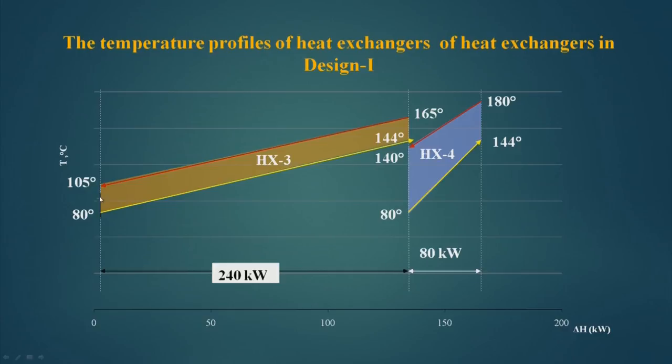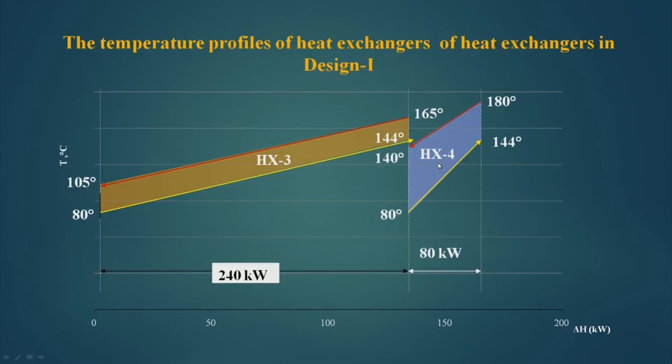In one end, it has got a temperature of 80 and 105. That means the hot stream is coming from 165 to 105 and the cold stream is rising from 80 degree centigrade to 144 degree centigrade. This is for heat exchanger number 3 and the capacity of the heat exchanger is 240 kilowatt.